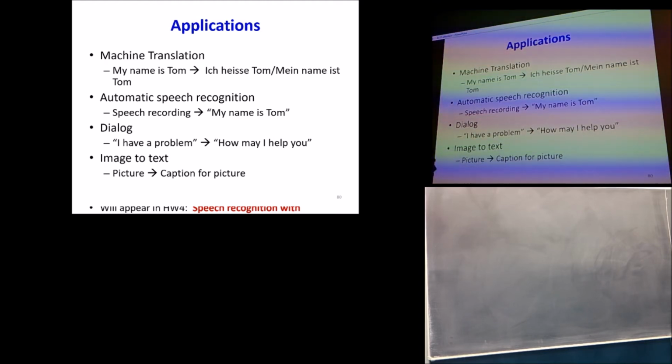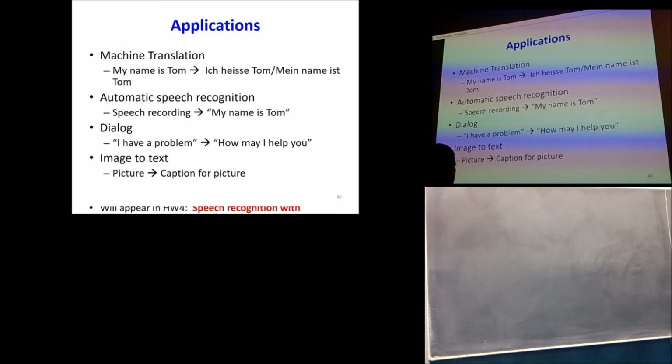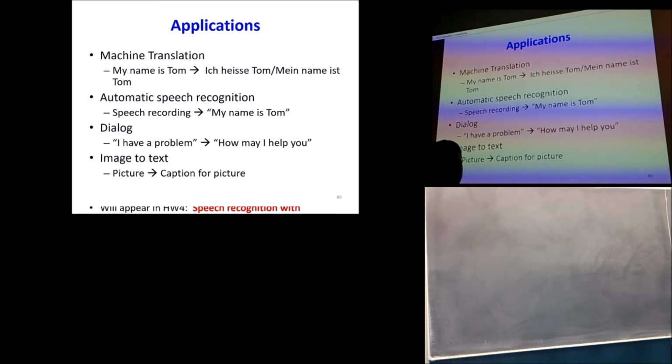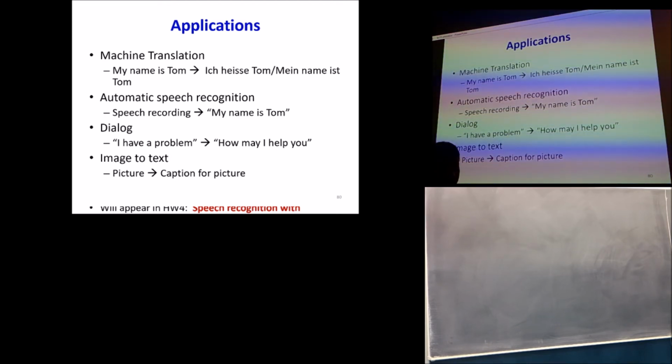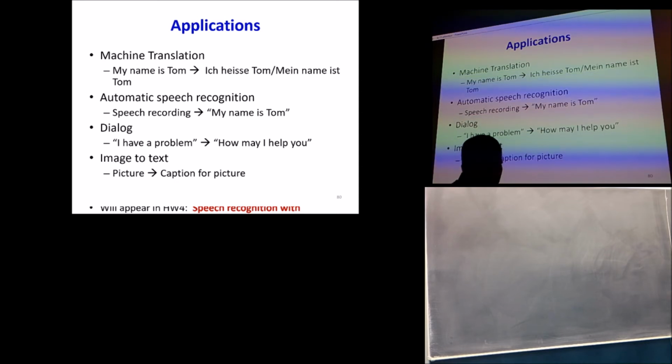In goes "I have a problem", and imagine an automated agent. The automated agent could be a model of this kind. The user calls up and types, "I have a problem." The agent analyzes it, encodes the input, and produces, "How may I help you?" Or you can do this for captioning images. The input is a picture, the output is a caption for the picture.